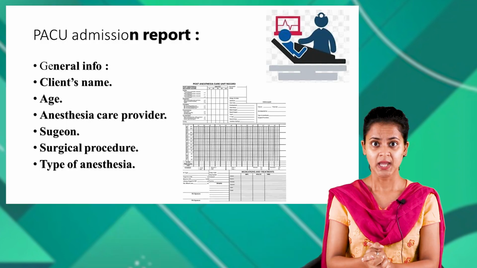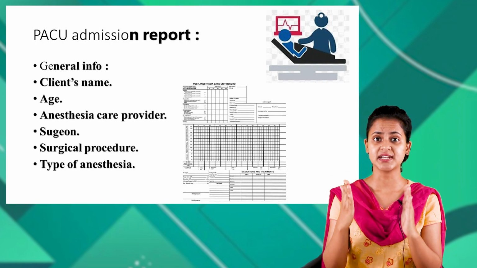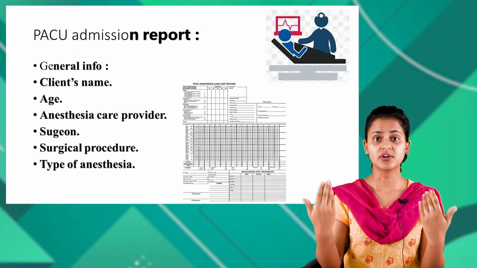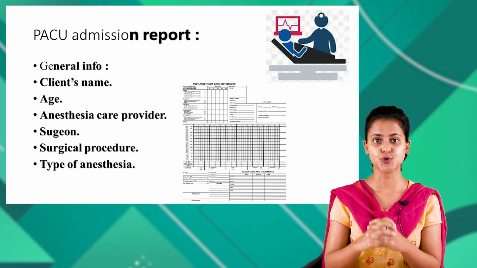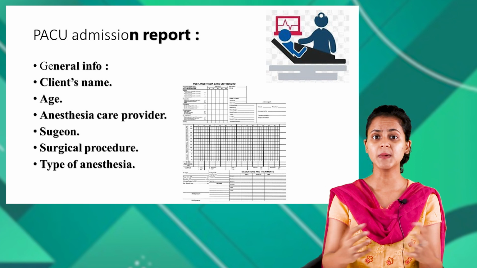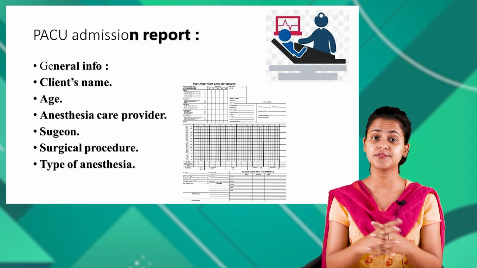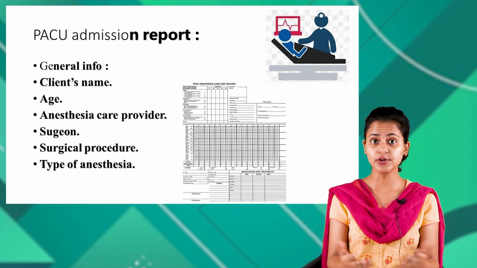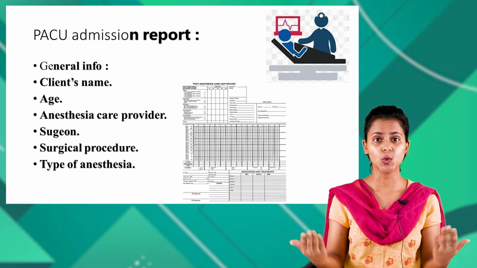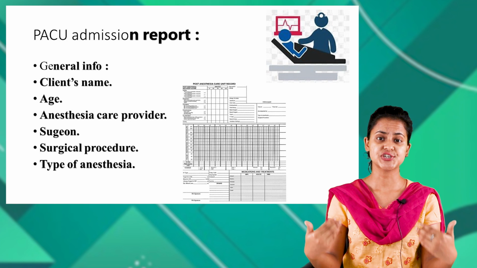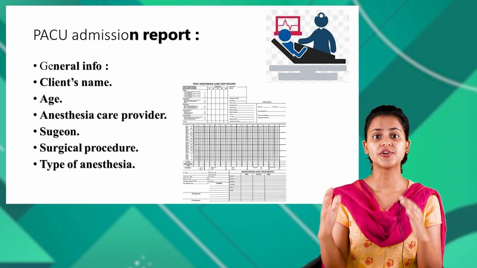Then the circulatory nurse will be transferring the client to a post anesthesia care unit. Now, here in the post anesthesia care unit, the nurses would be taking the handover or hand off from the OT nurse, or operation theater nurse, basically from the circulatory nurse. And we are going to see they will be following a post anesthesia care unit admission report.